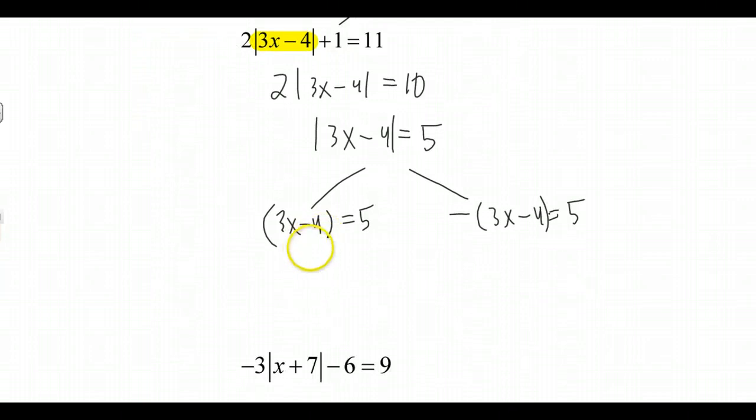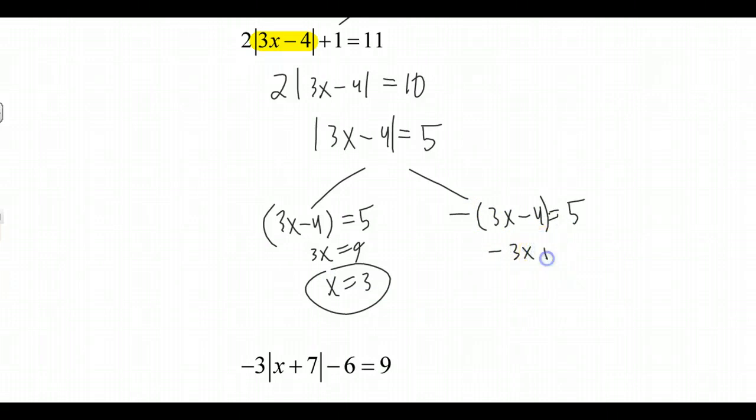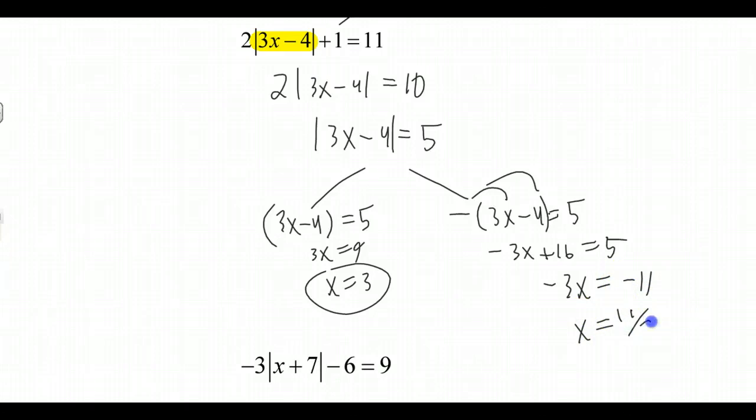Go ahead and solve those. You get 3x equals 9, so x equals 3. And I'm going to go ahead and distribute this time, just to show you a different way. Negative 3x plus 16, if I distribute that negative, equals 5, so negative 3x. If you subtract 16, you get negative 11, and so you get x equals 11 thirds.